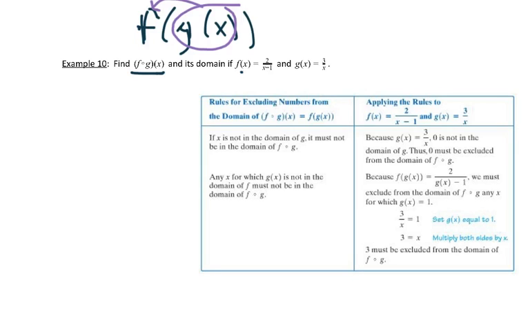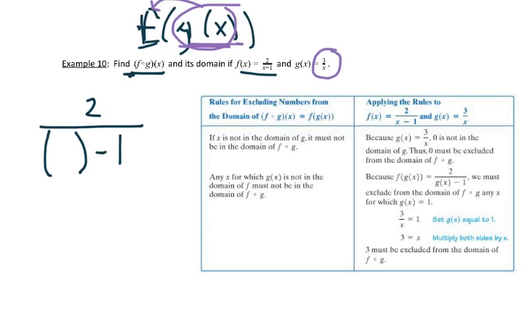So I start by taking f, and I would write 2 over, and where there's an x, I'm going to put parentheses, minus 1. F is the first part of my function, so that's where I start. I write the f, but where there's an x, I'm going to leave empty parentheses. And in that empty parentheses, I'm going to put g. So I'm putting g of x in here. Okay, and we'll come back in a second and simplify that.